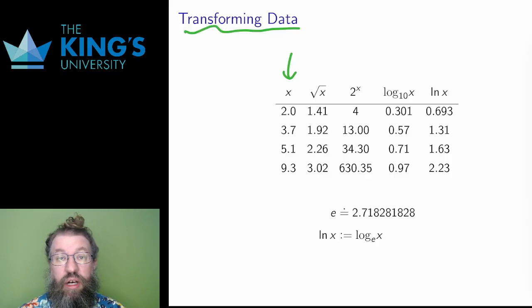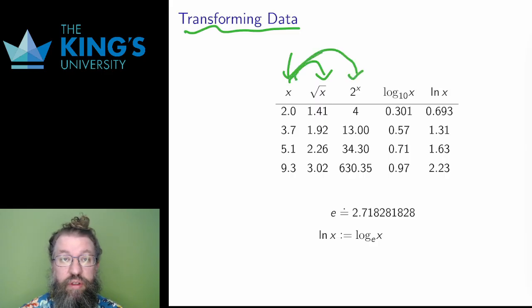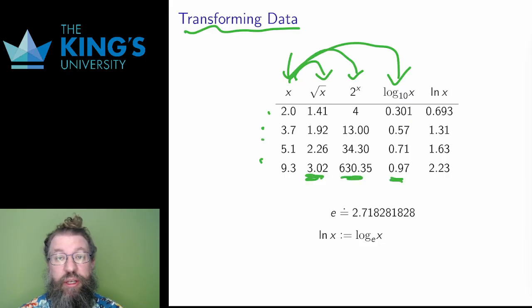In principle, I can use any mathematical function on the data. I could square root the data, or calculate 2 to the power of the data. I could apply a logarithm to the data. If I do this consistently to all the cases, I get a new related variable, a transformed variable. And there are many places in statistics where these transformations are valuable and important. It turns out that the logarithm transformation is particularly useful.